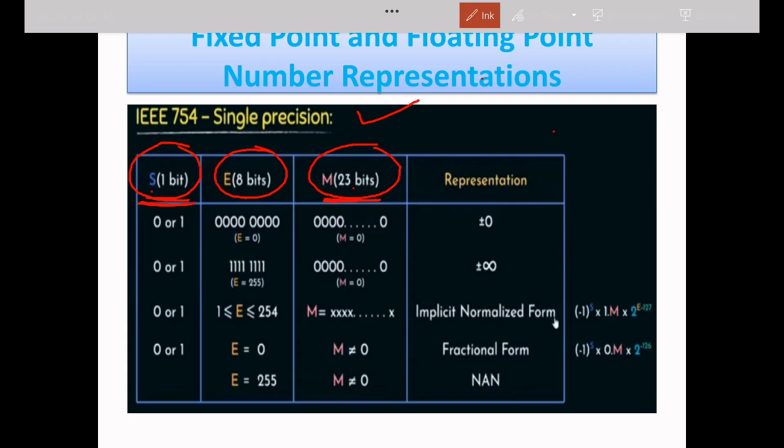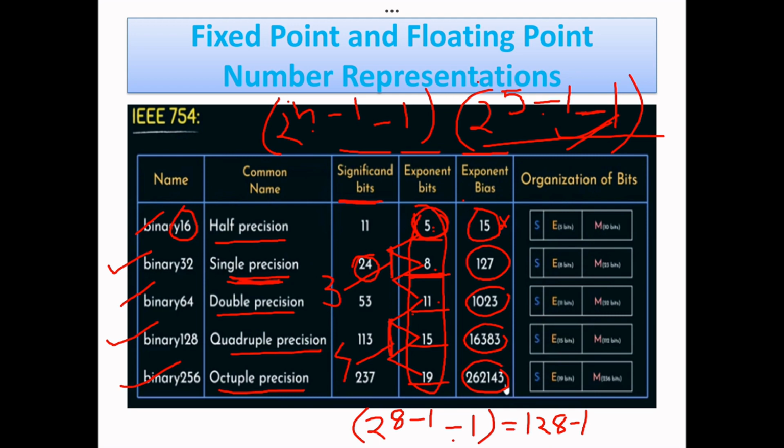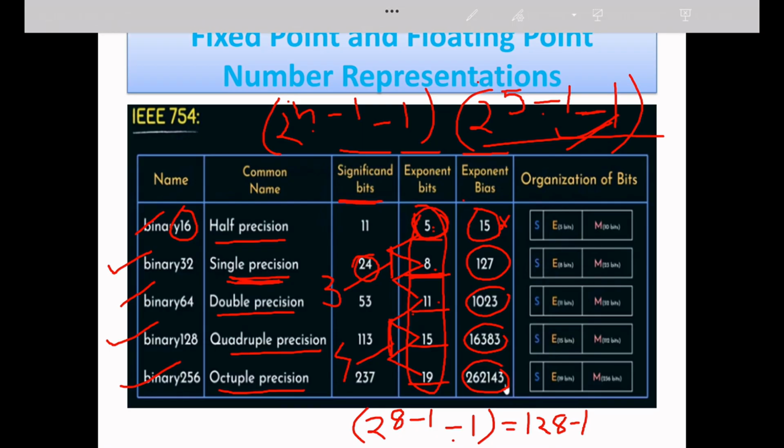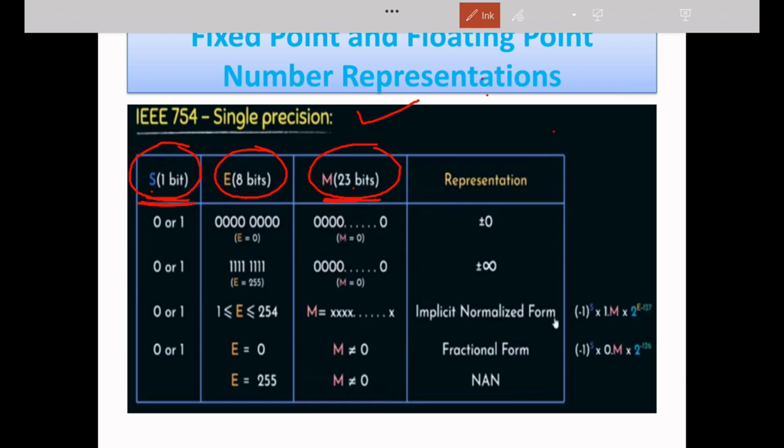So 23 plus 1 is equal to 24, 24 plus 8. This 24 is representing the significant bits, and 8 is representing the exponent bits. Because of this exponent, I am writing 8 here. Now this first 0 or 1 is representing the sign bit. I can write 0 or 1. If I write 0 it means plus, otherwise it is negative. Now if all the exponent bits are 0 as well as all the mantissa bits are 0, it means this is the smallest number, so either plus 0 or minus 0.